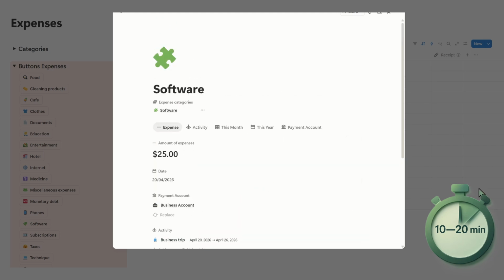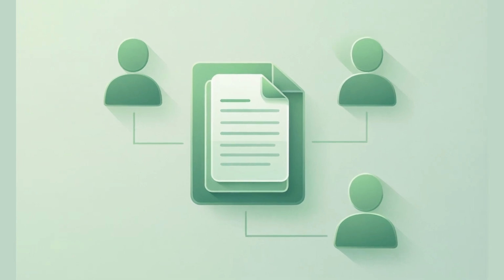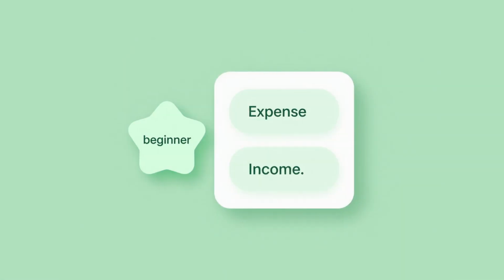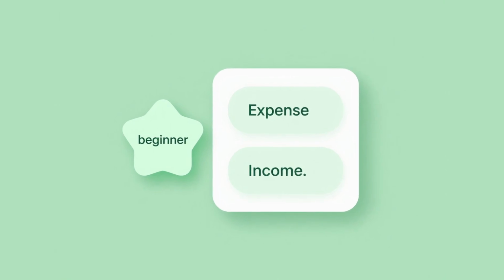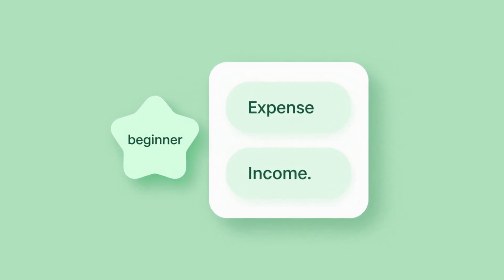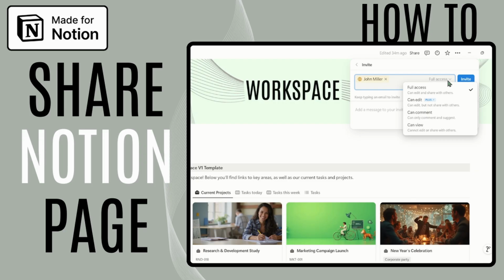And of course, if you are not doing this alone, share the tracker with the family members you manage and share the budget with. If they are beginners, start simple. Ask them to use the phone widget and just log expenses and income. You can show the rest of the setup later. I also have a separate video about how to share a Notion page with other people. I'll leave the link in the description.